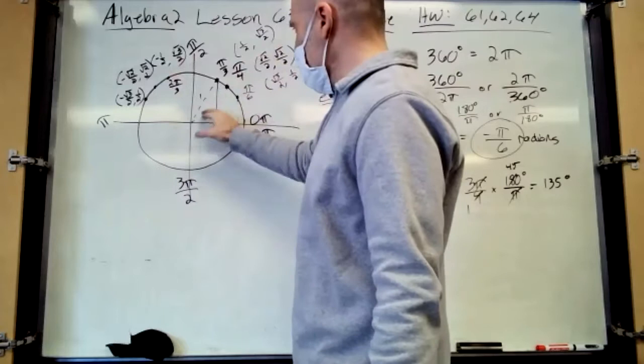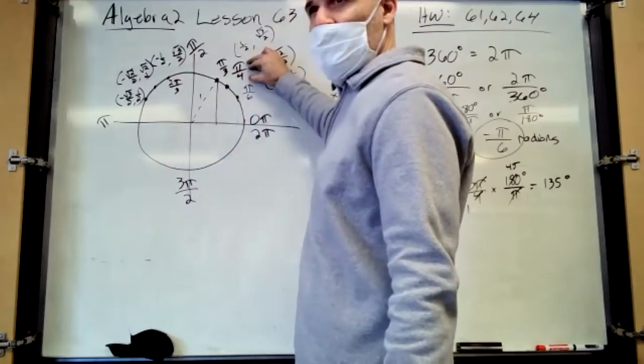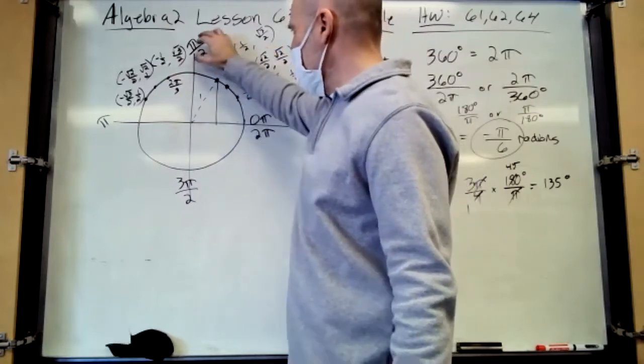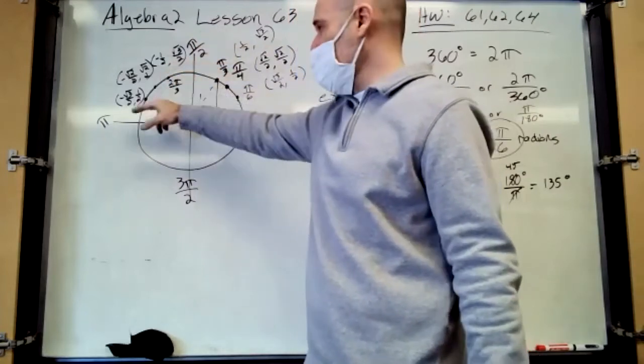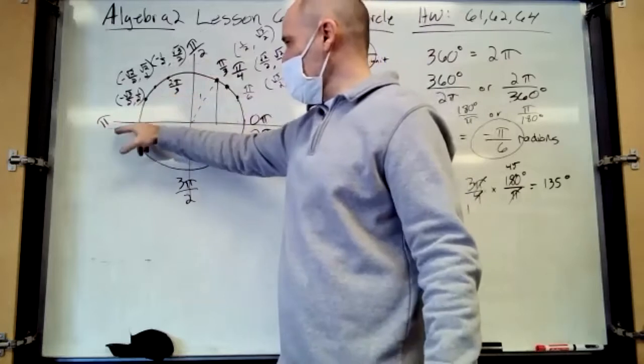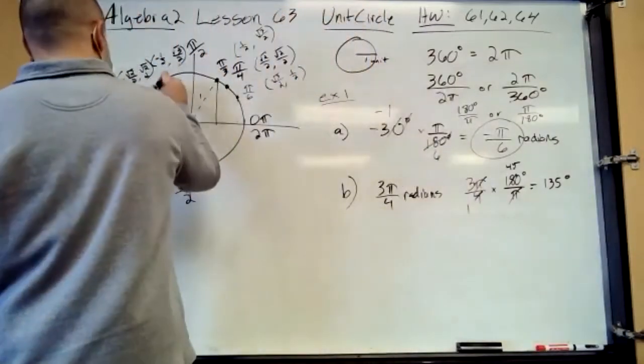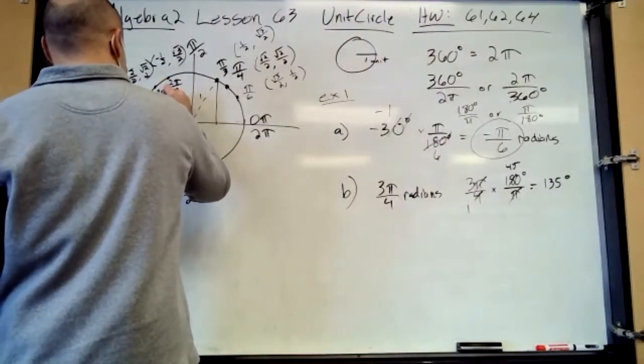Or if these are just quarters, this is a pi over 4. This is basically pi over 2. So this is going to be 3/4 of that pi. This is 3/4 of the way to that pi. So this is 3 pi over 4.